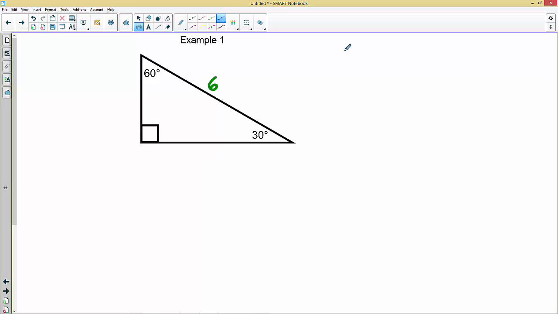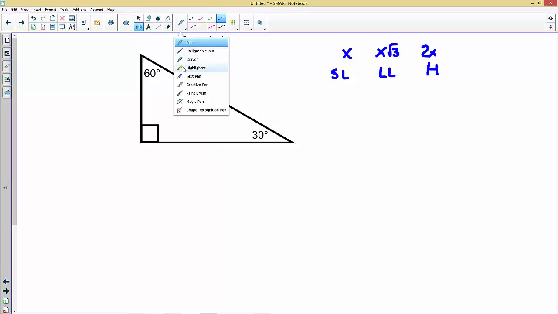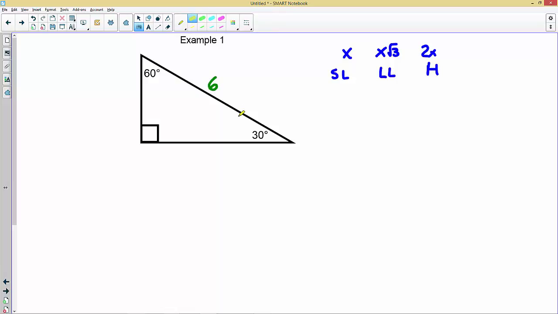So we write the rule down, which is x, x radical 3, 2x. Okay? And remember, this is the short leg, this is the long leg, and this is the hypotenuse, just to abbreviate a little bit. All right, so what do you ask yourself? Which side do you have?